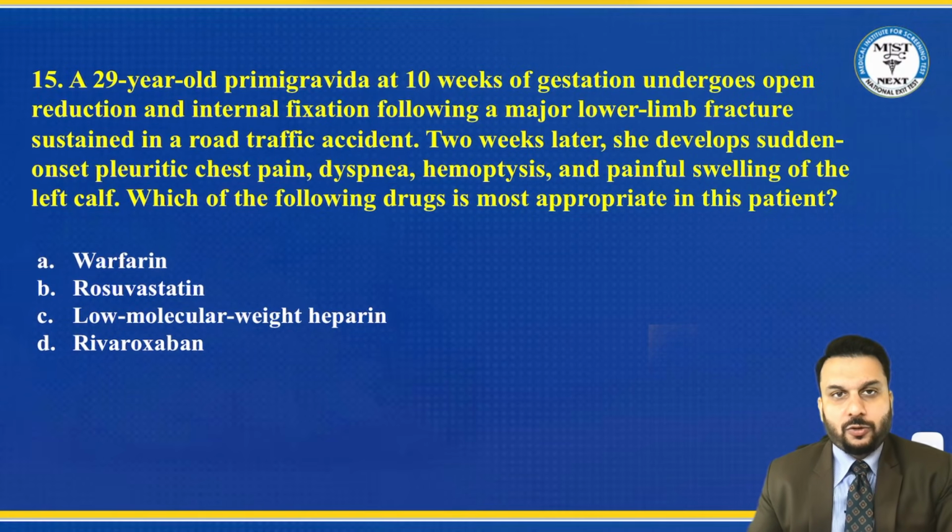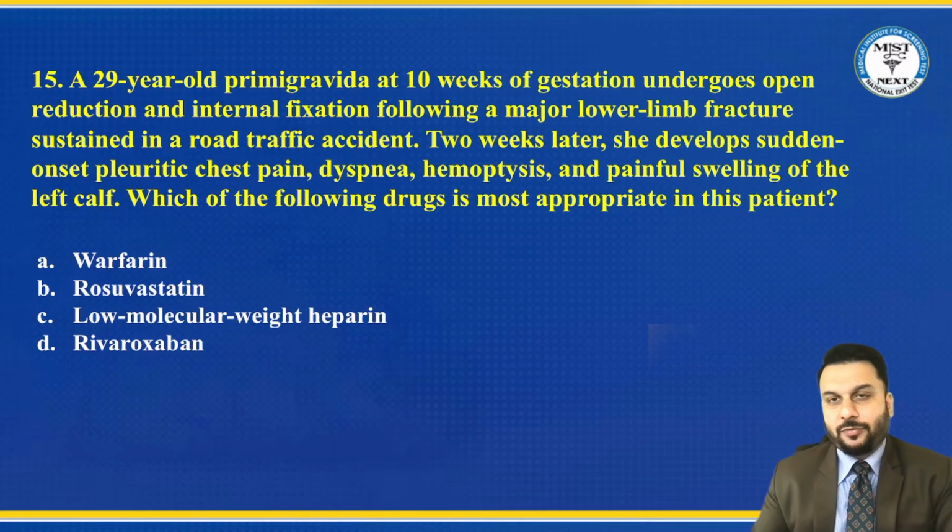A 29-year-old primigravida at 10 weeks of gestation undergoes open reduction and internal fixation following a major lower limb fracture sustained in an RTA. Two weeks later, she develops sudden onset pleuritic chest pain, dyspnea, hemoptysis, and painful swelling of the left calf. Which of the following drugs is most appropriate in this patient?